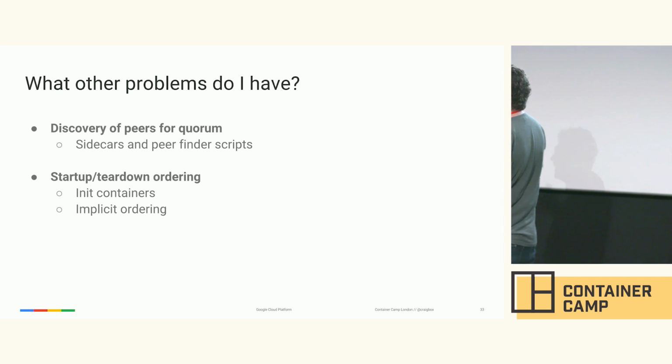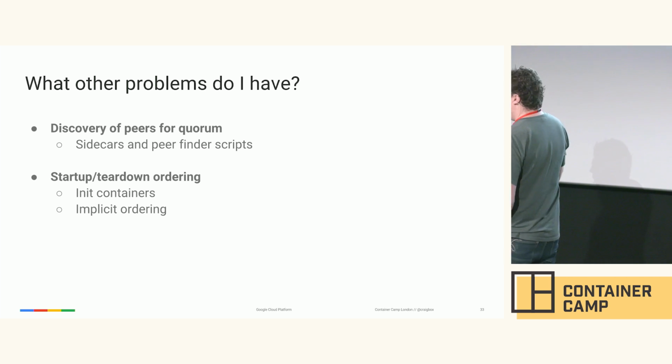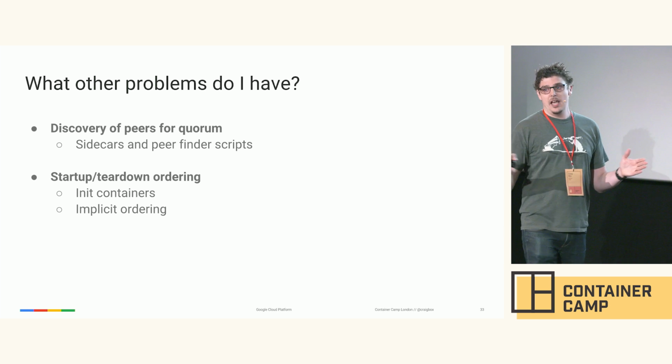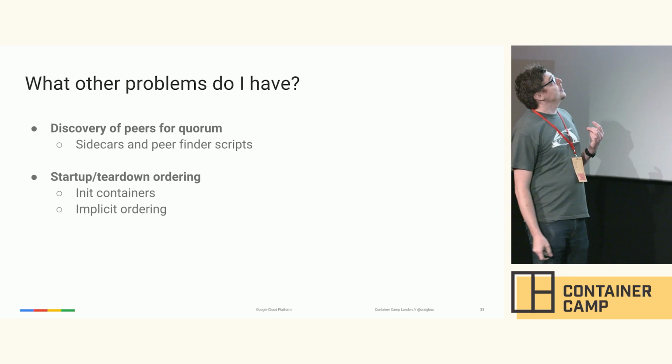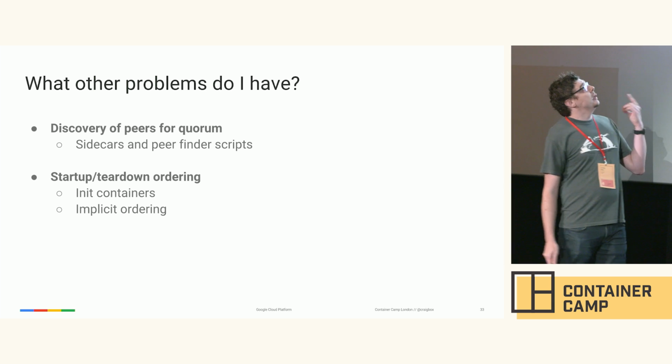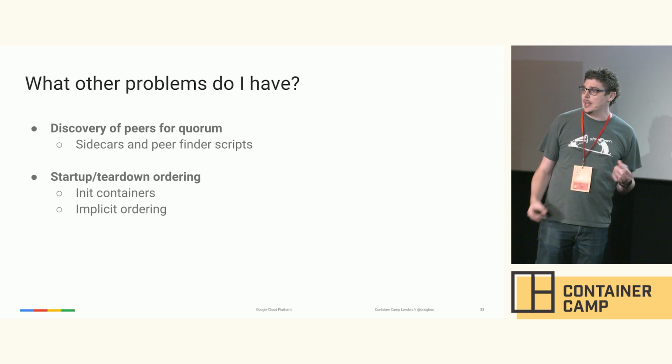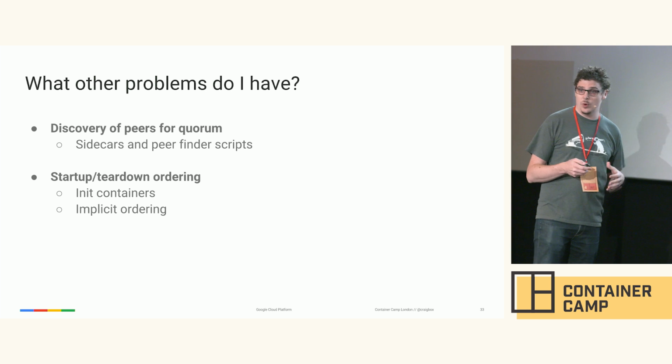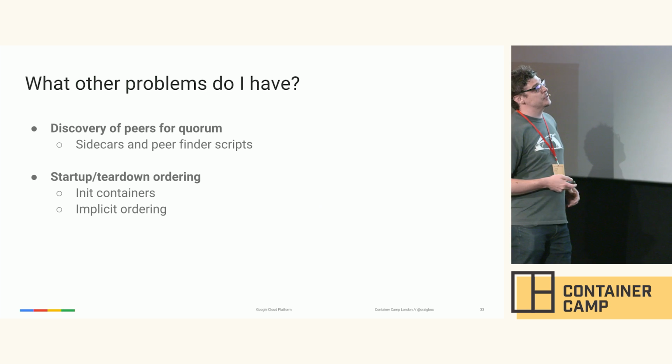So what other problems do we have in this kind of environment? We now have an ability to say, I want a cluster of things that are aware of each other. So they need a way of finding each other. So we talk about peer finder, which we can either do at startup, or sidecars, which again is a way of attaching 2 containers together inside a pod.